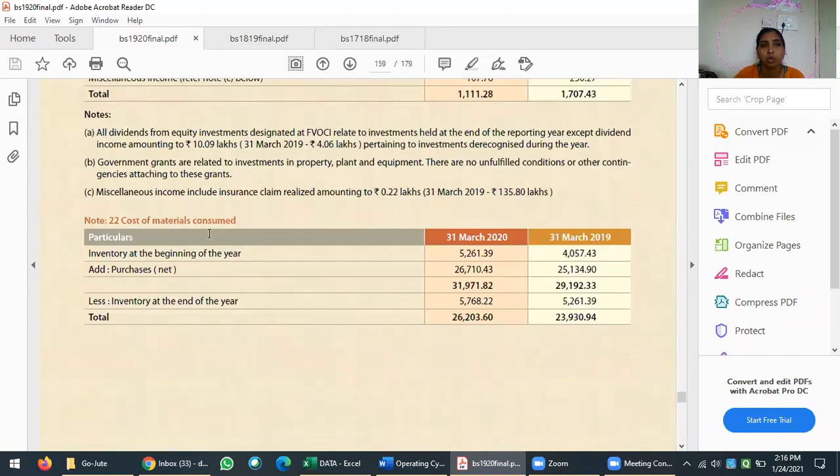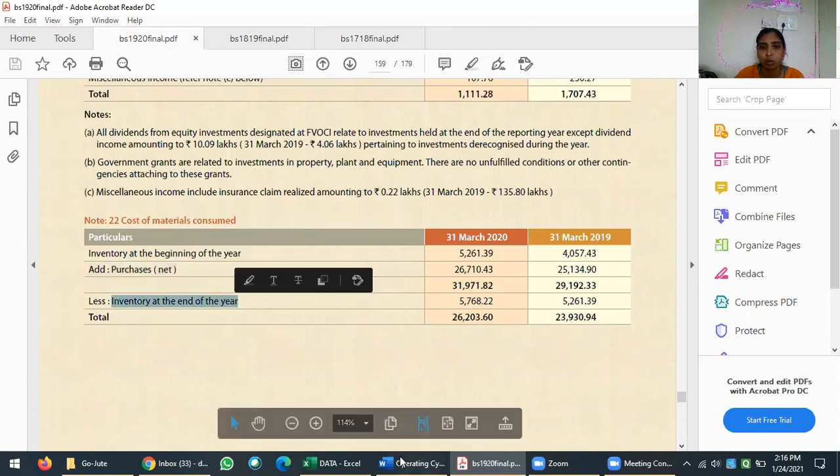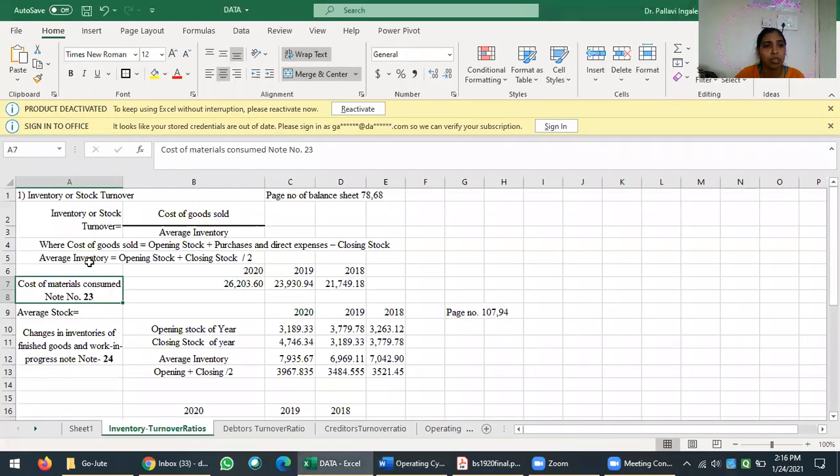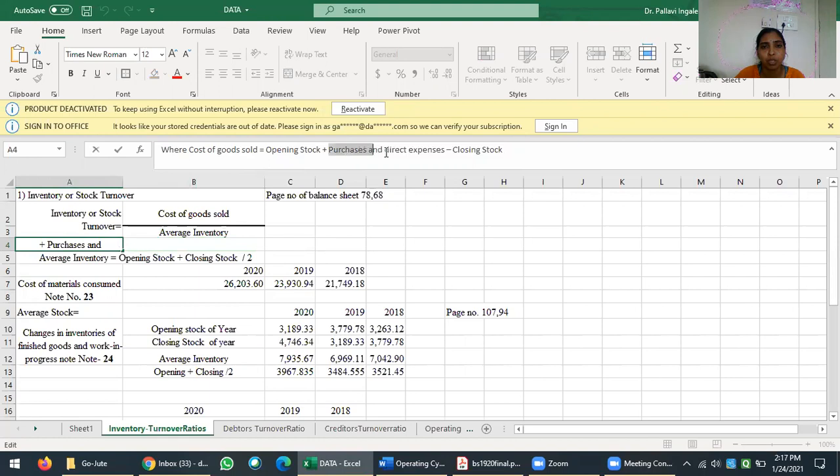yeah, 22. Correct. If you see, the purchase is given, and inventory at the end of the year, both are minus. Means opening stock, add purchase, minus closing stock. This is the formula. See, opening stock plus purchase minus closing stock. Direct expenses we don't know, so we are ignoring this part.